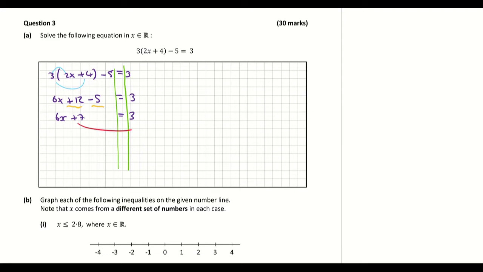Taking 7 away from both sides is going to leave us with 6x equals 3 minus 7. So that's 6x is equal to minus 4. Dividing both sides by 6 is leaving me with x is equal to minus 4 over 6. Simplifying that down will become minus 2 over 3 because 2 divides into 4 twice, 2 divides into 6 3 times.